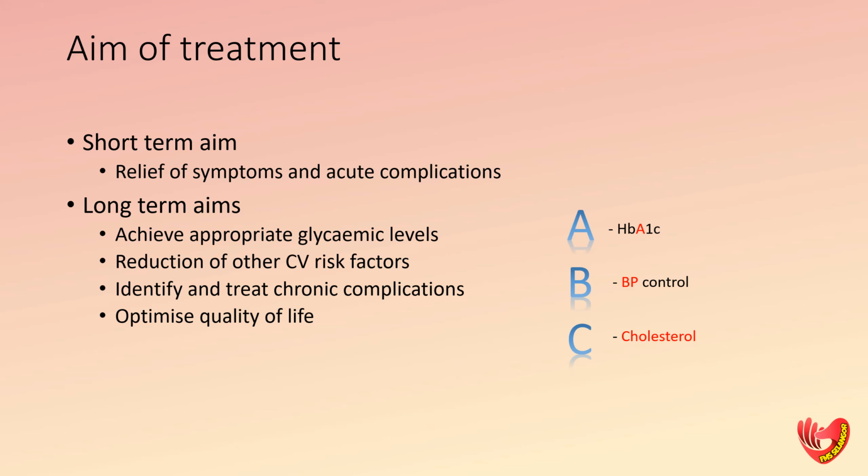Multiple risk factor reduction. The ABCs for type 2 DM have been shown to reduce long-term complications and mortality, and it's sustained beyond the intervention phase. Always remember the ABC for type 2 DM. A for HbA1c, to target glycemic control. B for BP control. C for cholesterol, to target lipid control.